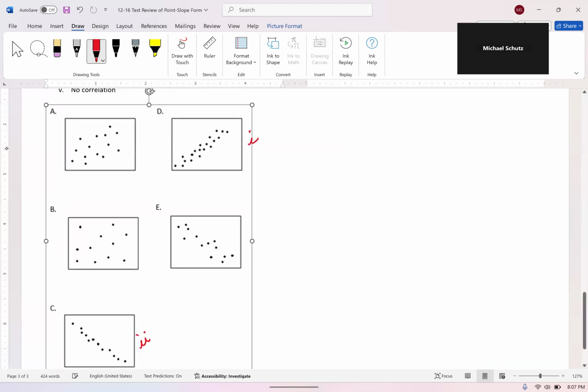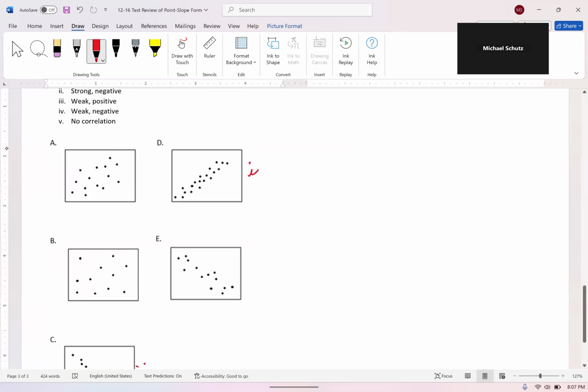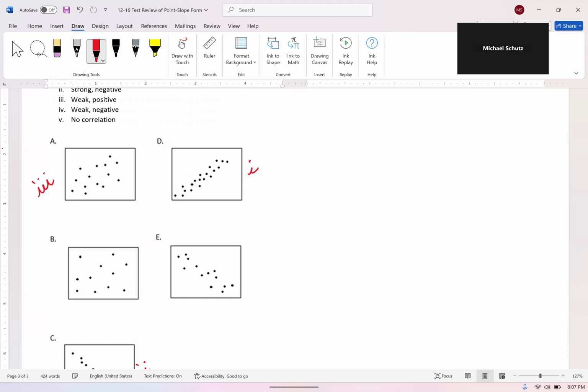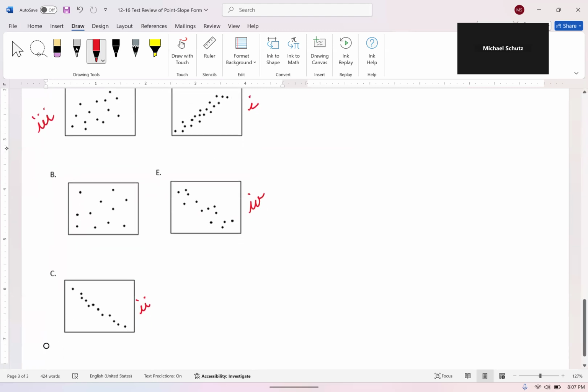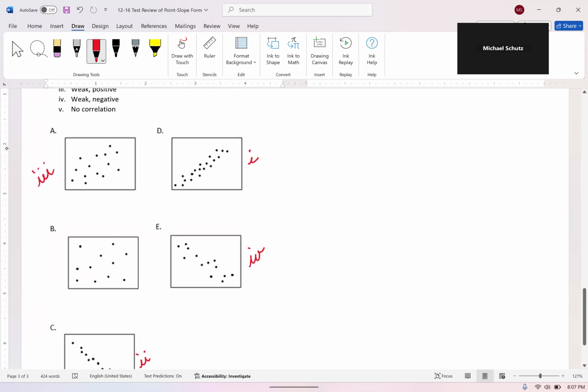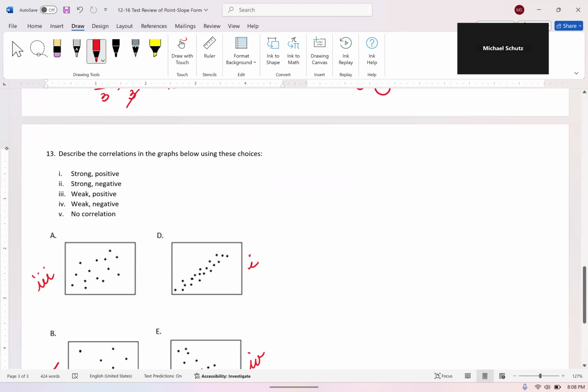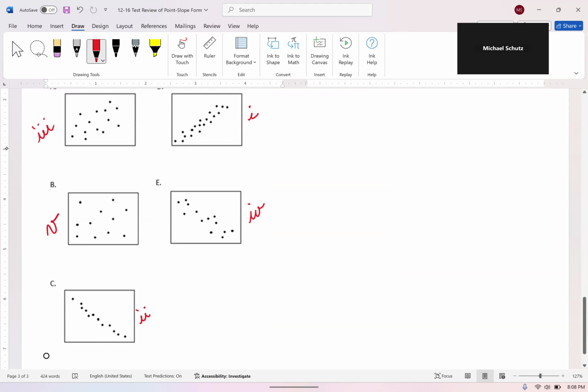All right. Now, there are some weak ones that are going up and down. A, we have weak and going up. So that would be a weak positive. Whereas E is going down but is weak. So that would be a weak negative. And then finally, B, those points, we can't tell if they're going up or if they're going down. The points are all over the place. So there is no correlation here. B is 5. All right, so that concludes all of the problems on the review.